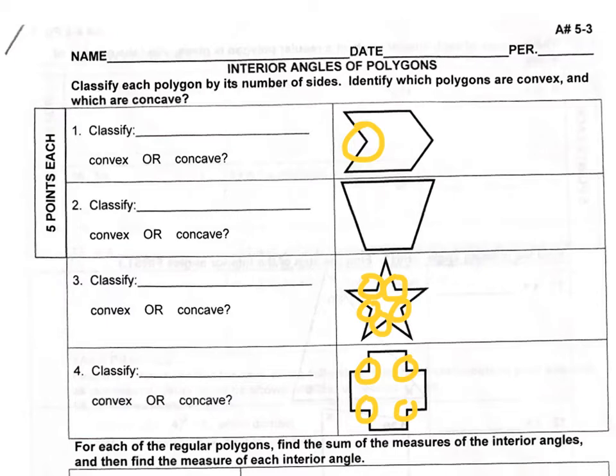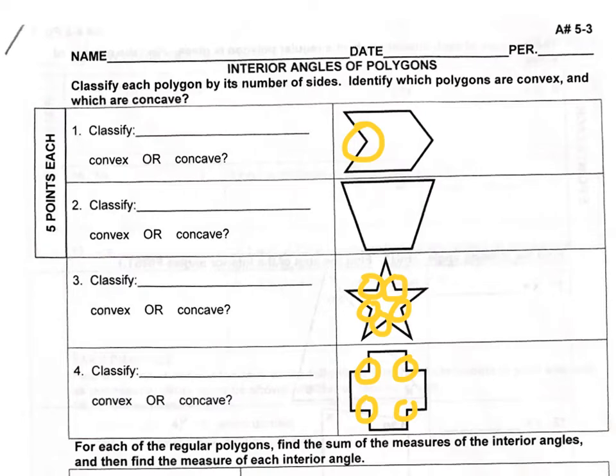Okay, so anytime that you have something that goes towards the inside of the figure, that makes it concave. Like a cave goes inside a mountain. That's how you think of concave. It's going to go inside. So you can tell which figures are concave, and then you can see which figures are convex. And then to identify the figures, you count the sides.